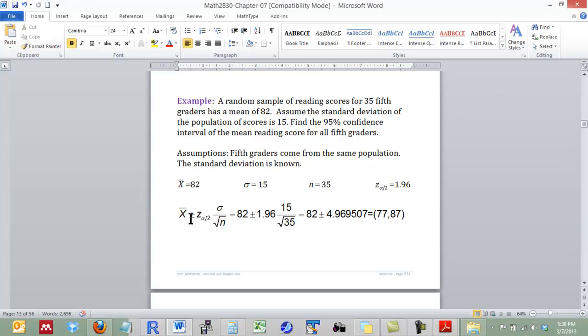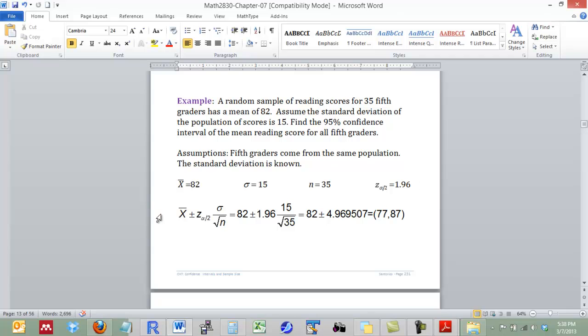Right, so information I pulled out, so X bar is 82, my sample mean. I assumed I had the population standard deviation, which was 15. My sample is 35. And I said I want a 95% confidence interval. So we had looked up what our Z would be for that, which was 1.96. Right? So I didn't assume anything about normality, but I have over 30 values in my sample. So I'm okay constructing my confidence interval using the normal distribution.